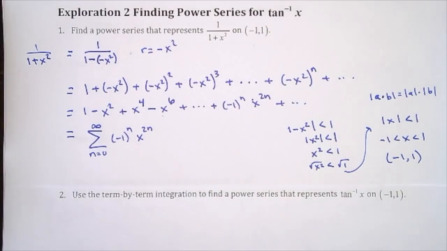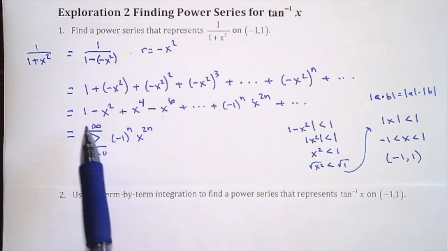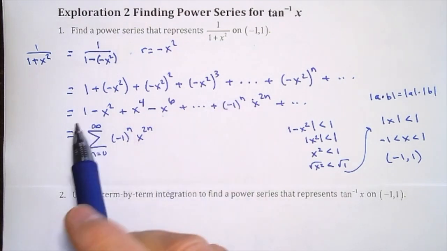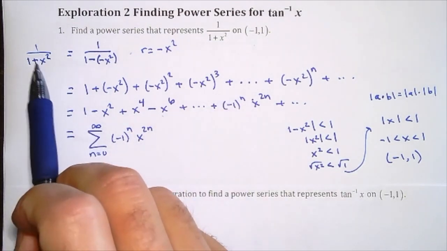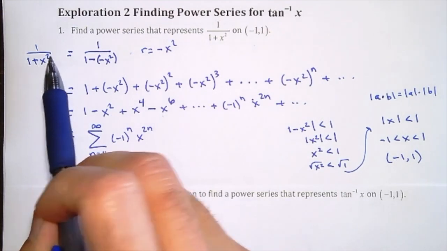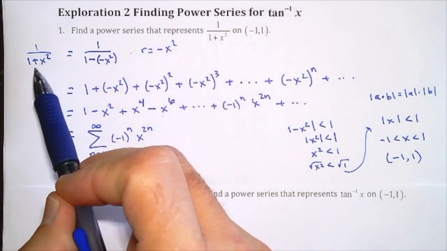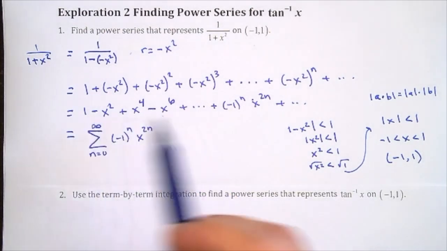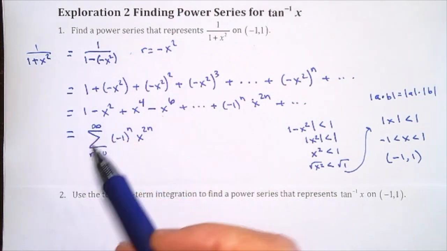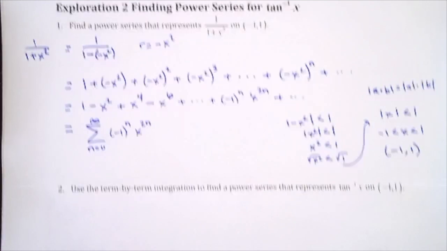From the last problem we just looked at, 1 over 1 plus x squared can be represented by this infinite power series. And if we recall that 1 over 1 plus x squared is the derivative of tan inverse, then if we were to integrate this power series, we would get a power series for tan inverse of x. So let's go ahead and do that.